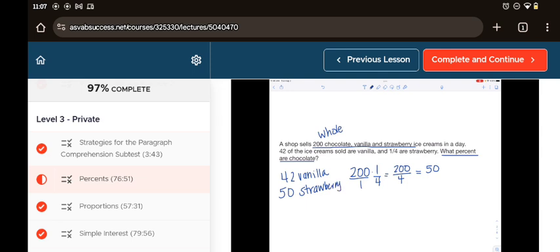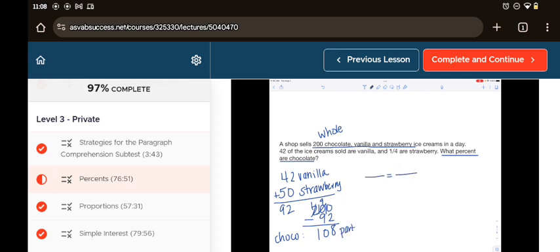And now we've got to find out how many chocolate there are. I'm going to add these up. I get 92 vanilla and strawberry. And I'm going to do 200 minus 92 to get the number of chocolate. So that's 108. There are 108 chocolates. Okay? I'm going to erase this and make some space. So now this becomes my part.